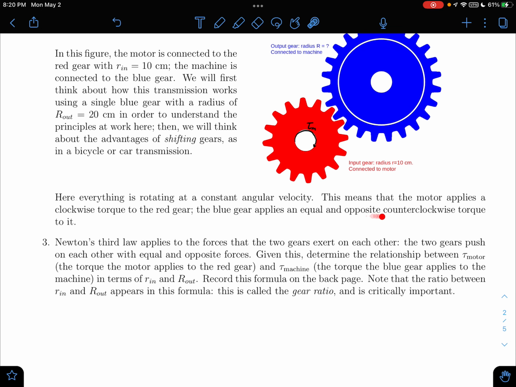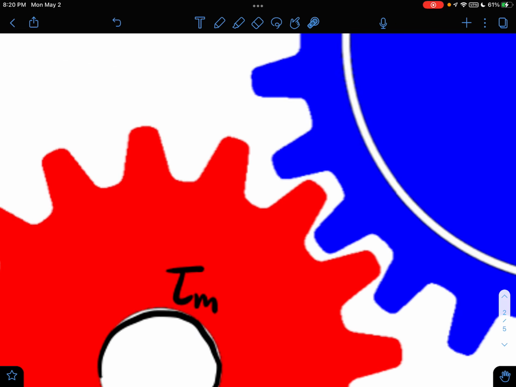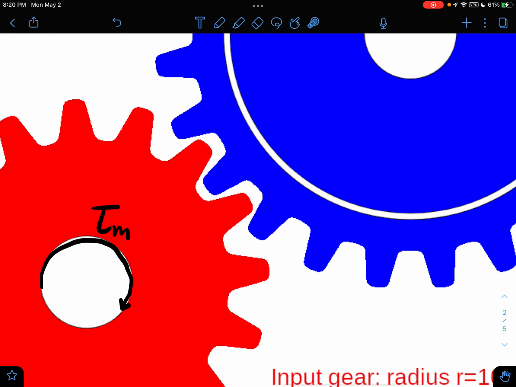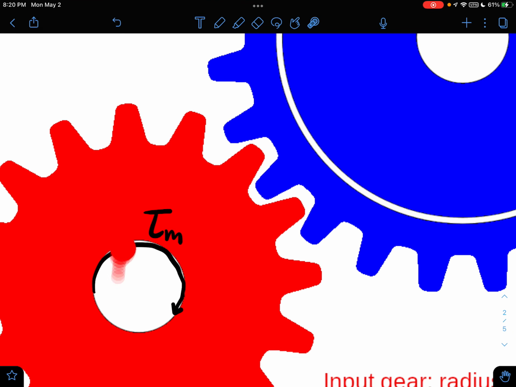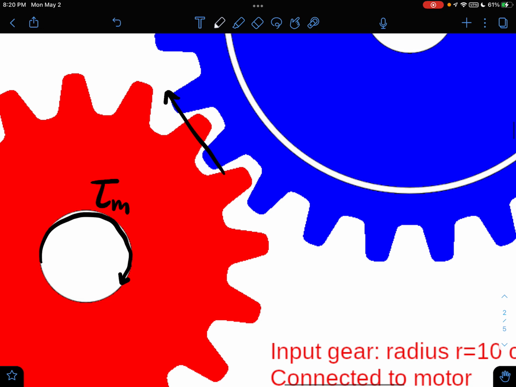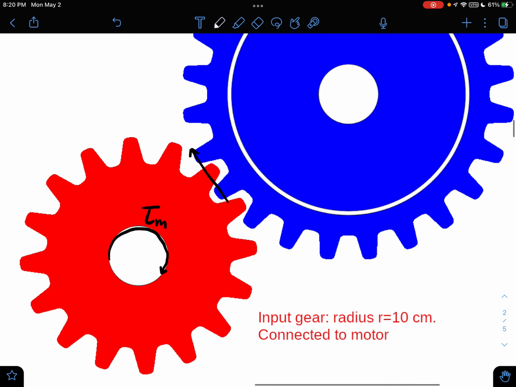Clockwise torque on the red gear, but the blue gear applies an equal and opposite counterclockwise torque, right? So the teeth are going to be pushing on each other. So if the torque of the motor is spinning us this way, we have some kind of counterclockwise torque here between the two gears.